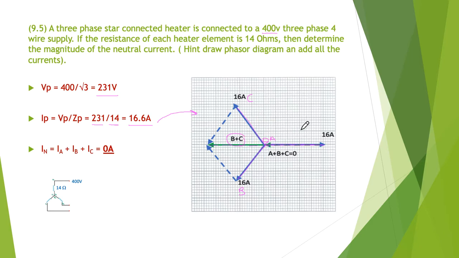So because they're all at 16 amps, A plus B plus C, and they're all at 120 degrees, therefore my current must end up being 0. So in this particular case, IA plus IB plus IC comes to 0 amps. All three phases added together come to 0.